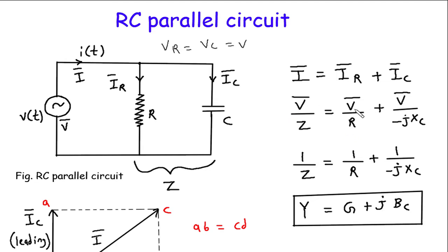Now if we take this V common from here and here, this V and this V will get cancelled. So what remains? Here 1 by Z, here 1 by R, and here 1 by minus jXC. Now 1 by Z, that is the reciprocal of impedance, is admittance, and the reciprocal of resistance is conductance, and this 1 by j is plus j, and this 1 by XC is susceptance, capacitive susceptance. It is represented by BC.